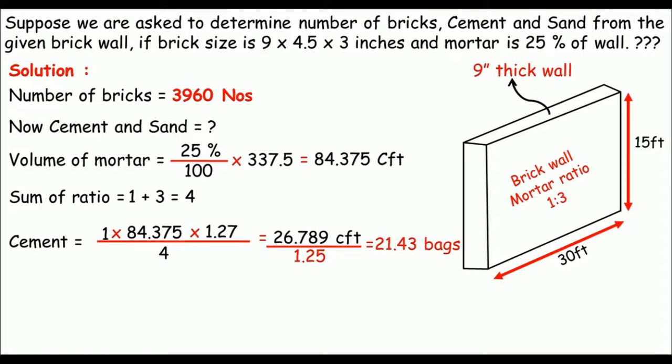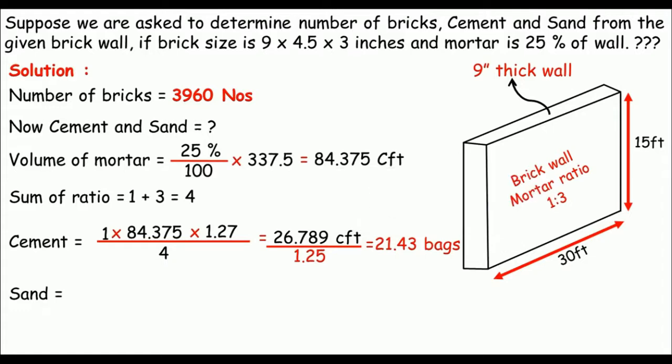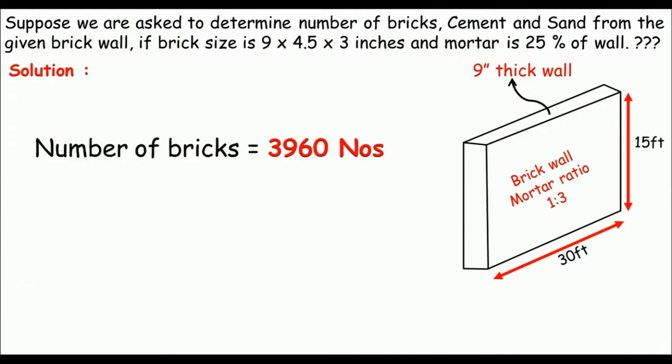And now let's go ahead to calculate the sand. Remember, the sand ratio is 3. This means the sand should be 3 times the cement, and the cement is known, that's 26.789. So do multiplication with 3 because 3 is just the sand's ratio. We'll get, of course, the sand equals 80.367 CFT. So for the given wall, we have the number of bricks equals 3960 numbers.